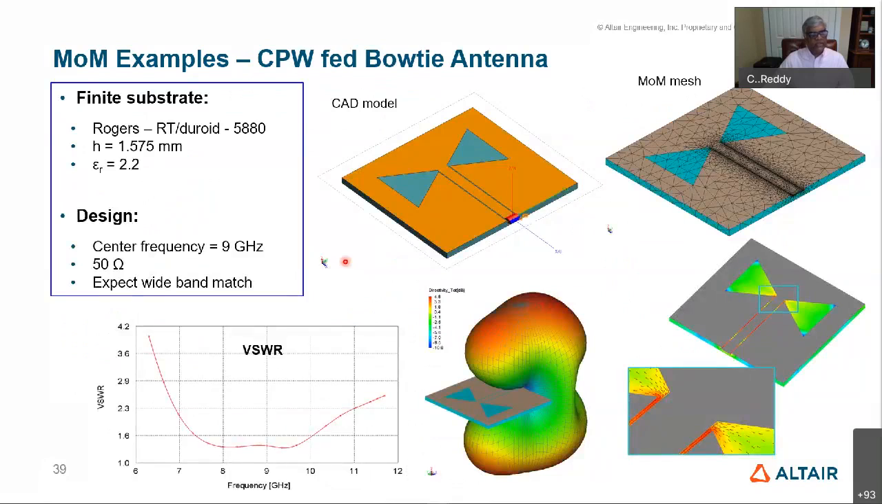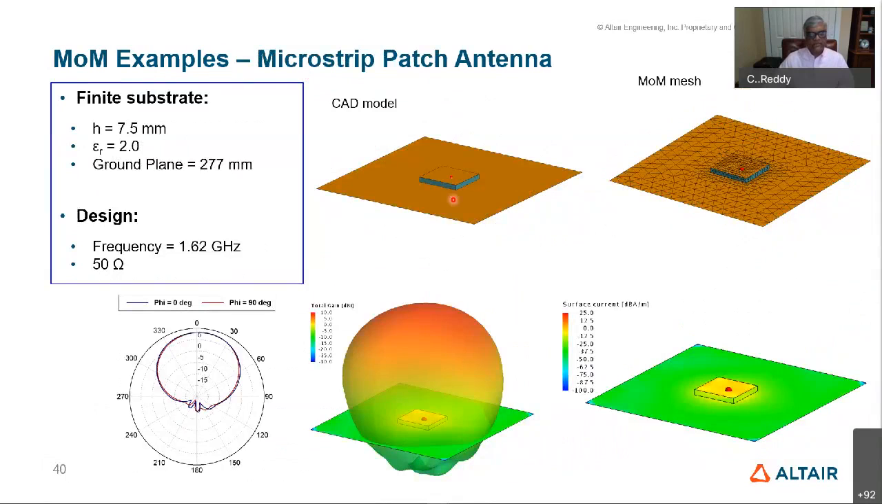It can also be applied to dielectric surfaces, meaning you don't have to discretize the volume inside the dielectric; you discretize the surface of the dielectric. This is one example of a coplanar waveguide fed bow tie antenna analyzed using a method of moments solution. Here is another example, a patch antenna on a finite ground plane. You have the CAD model and the surface mesh, then you can compute the currents, the radiation pattern, and the 2D patterns as well.